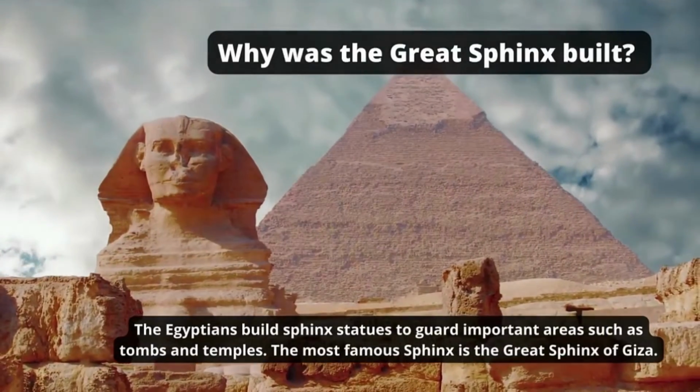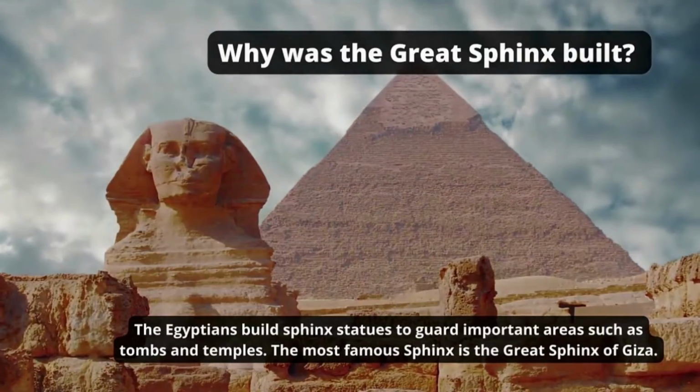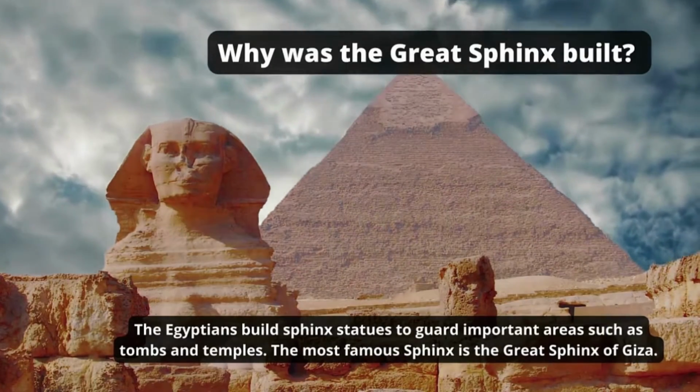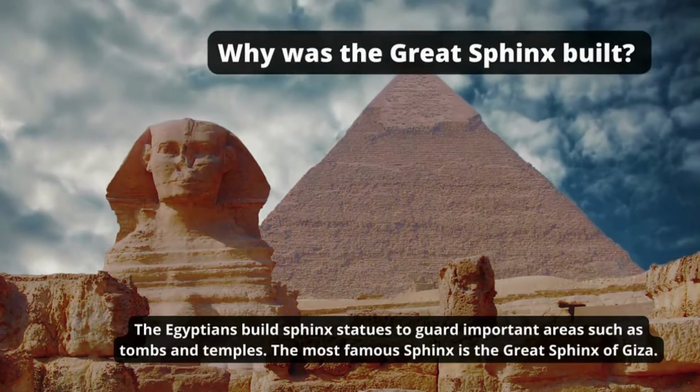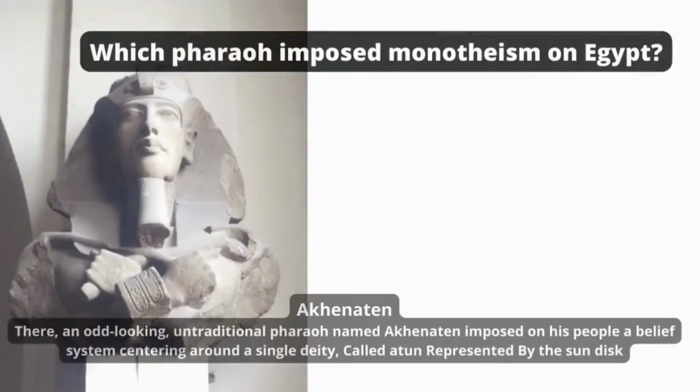Why was the Great Sphinx built? The Egyptians built Sphinx statues to guard important areas such as tombs and temples. The most famous Sphinx is the Great Sphinx of Giza.